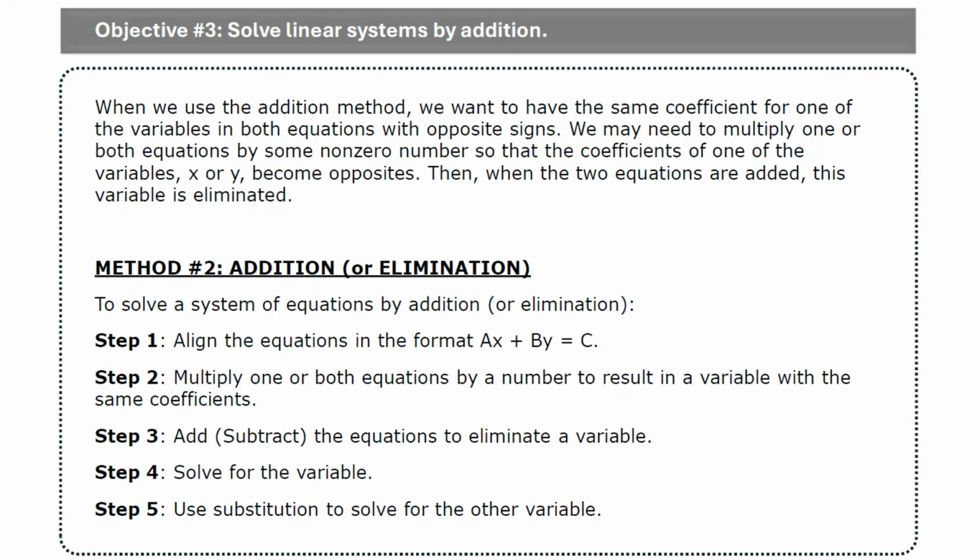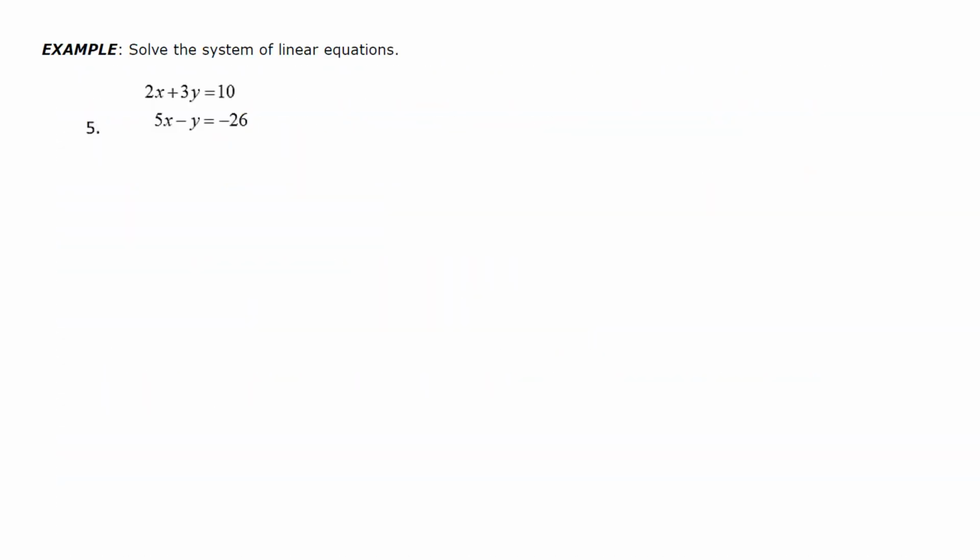Step 2 will multiply one or both equations by a number to result in a variable with the same coefficients. Step 3, we will add or subtract the equations to eliminate a variable. Step 4 will solve for the variable. And then step 5, we'll use substitution to solve for the other variable. Okay. So let's do an example here, number 5. So I have my system of 2 equations. Okay. Now I want to choose a variable to eliminate, and I'll eliminate it by the addition method.